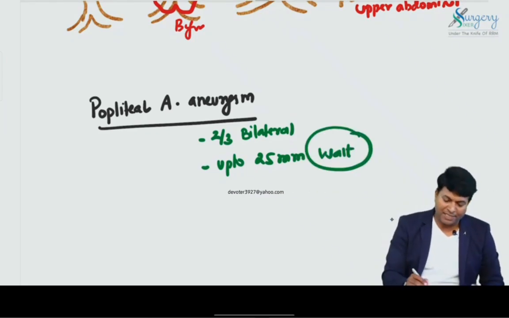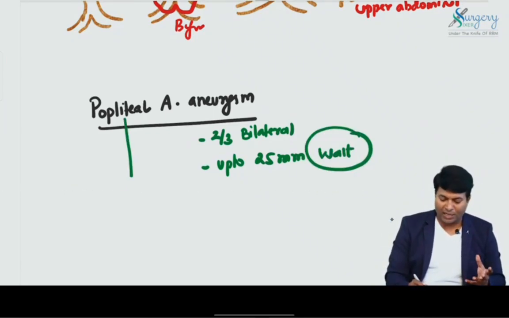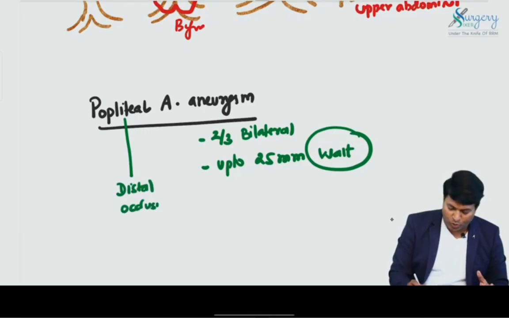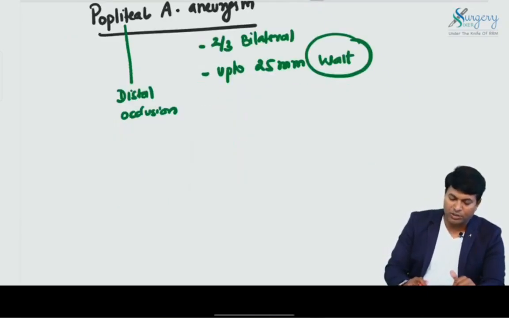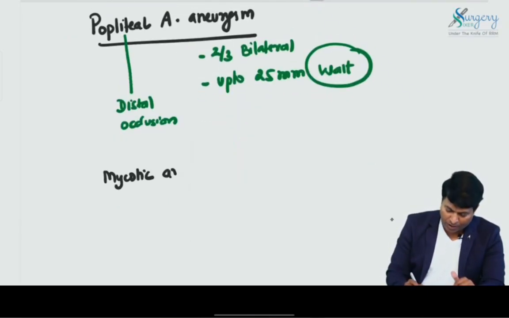Okay. So the major issue with popliteal artery aneurysm is that an embolus or thrombus can form and it can cause distal occlusion. And I already discussed the mycotic aneurysm with you. Mycotic aneurysm is caused by staphylococcus. So please don't forget, it is caused by staphylococcus.